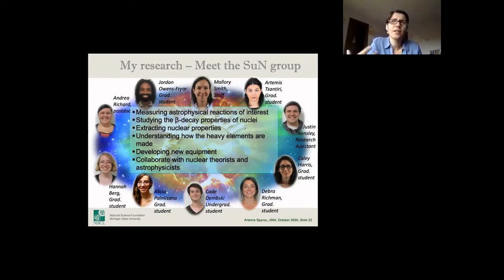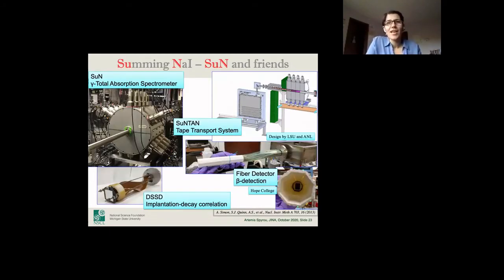We have to test it. We collaborate with our theory colleagues. So there's a lot of discussions and a lot of interactions with our colleagues to try and do these experiments. If you're interested to see what our equipment looks like, these are just some examples. This is the heart of the group. It's called the SUN group because we are using the SUN detector.